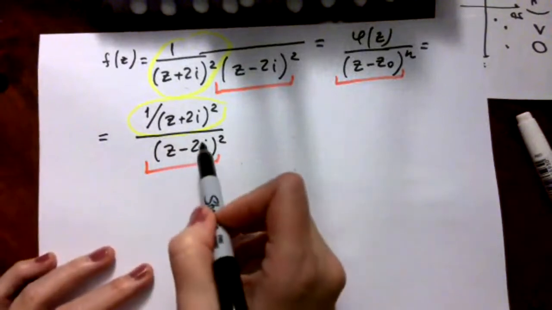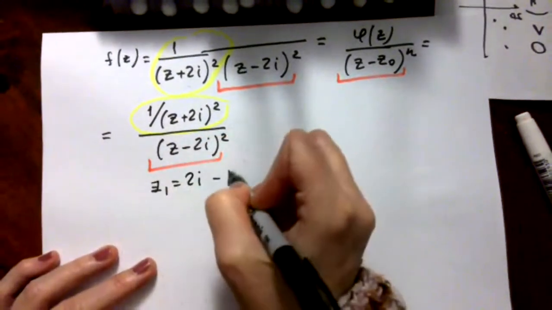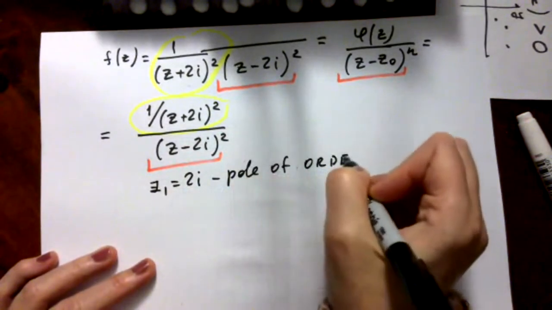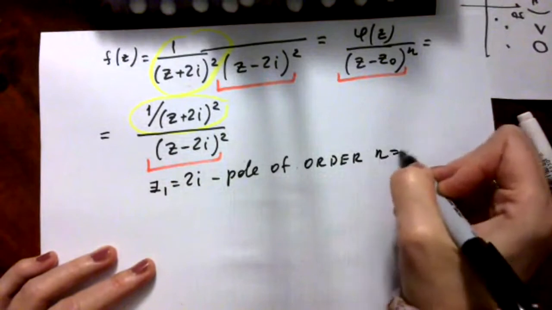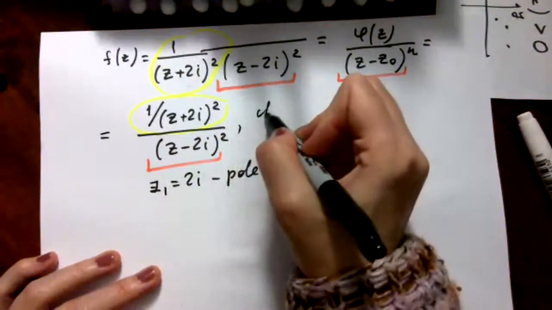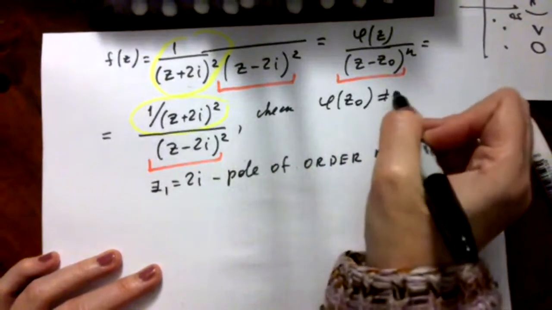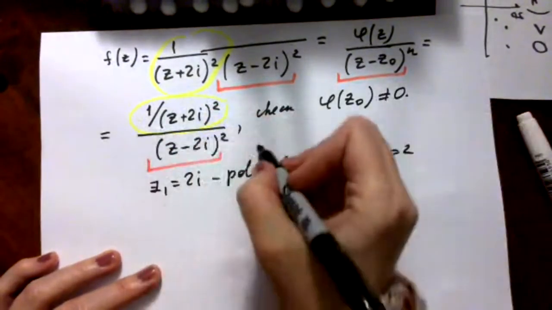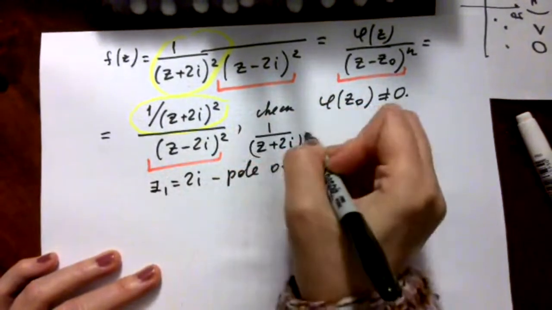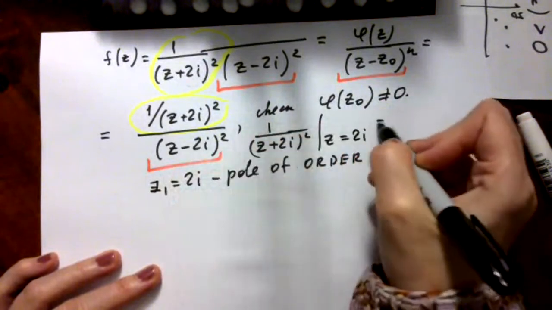So the suspicion arises that our singularity point, 2i, is probably a pole of order 2. I'm not 100% sure, because the power is 2, but we need to check. We need to check this requirement that phi of z0 is not equal to 0. It means that we need to take this expression, phi of z plus 2i squared, and substitute our point 2i here.